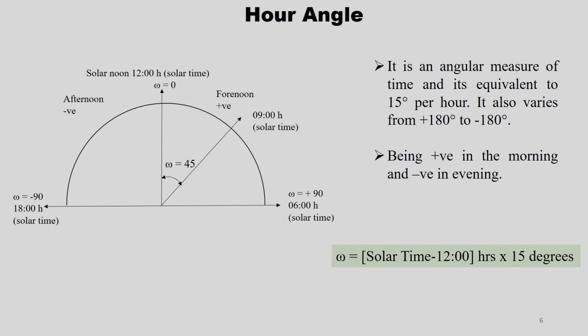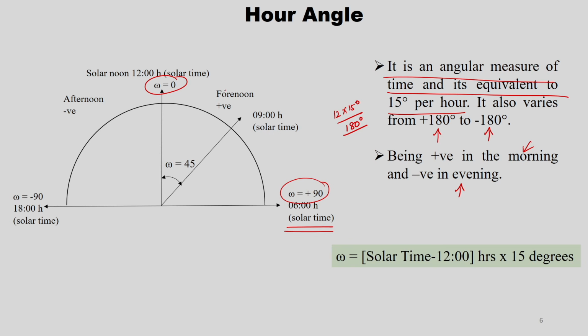The next one is the hour angle. It is an angular measure of time and is equivalent to 15 degrees per hour. We have 12 hours from sunrise to sunset, so 12 hours into 15 degrees is around 180. Sunrise to sunset, again sunset to sunrise. So it varies from plus 180 to minus 180, being positive in the morning and negative in the evening. For example, here the 6 hours in the morning is measured as 90 degrees, and solar noon, which is 12 hours, is measured as 0.